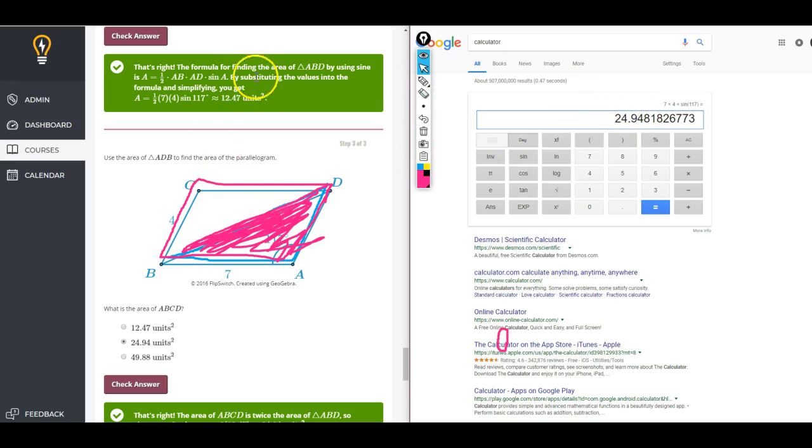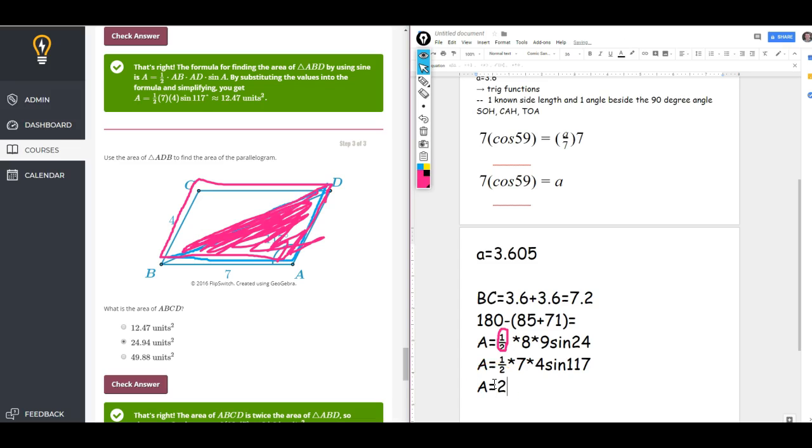So again, this middle step, if you're looking for the area of a whole parallelogram or whole rectangle or whole square, multiplying by that 1/2 is an unnecessary step because you end up undoing it by multiplying by 2. 2 times 1/2 is just 1. So we have 1 times 7 times 4 times the sine of 117. That's what I mean by undoing it: it reduces down to 1. It doesn't have an impact on it. So I hope that helps.